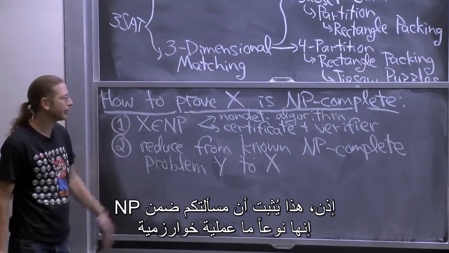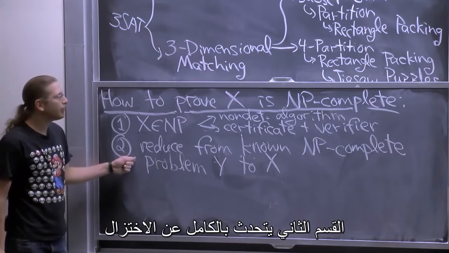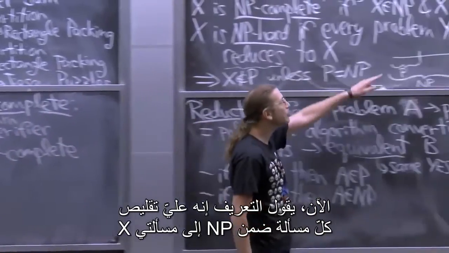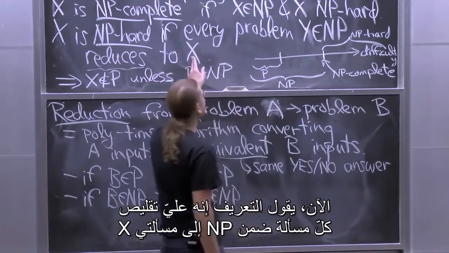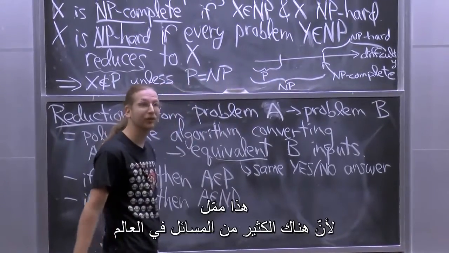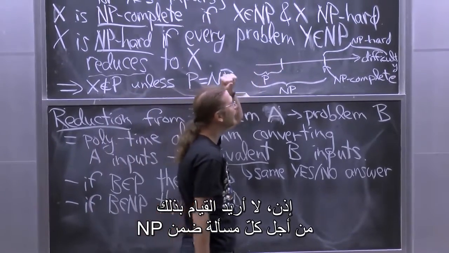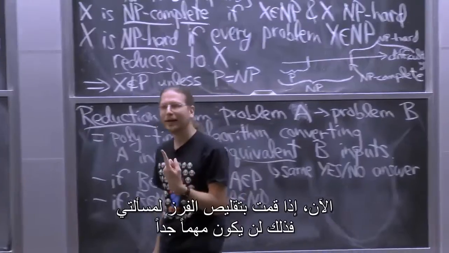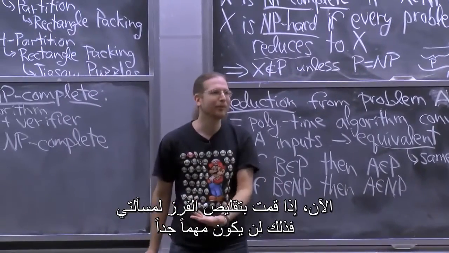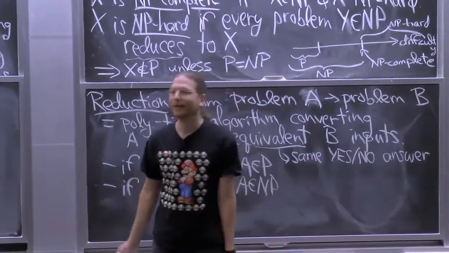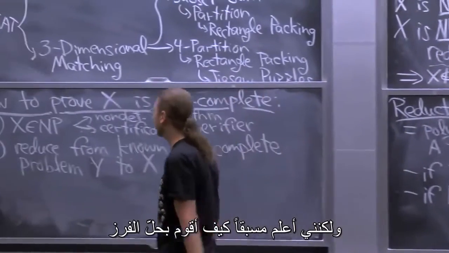It's sort of an algorithmic thing. The second part is all about reductions. Now, the definition says that I should reduce every problem in NP to my problem X. That's tedious because there are a lot of problems in the world, so I don't want to do it for every problem in NP. I'd like to just do it for one. If I reduce sorting to my problem, that's not very interesting. It says my problem is at least as hard as sorting. OK, but I already know how to solve sorting.